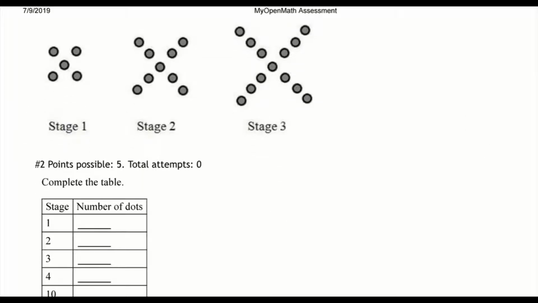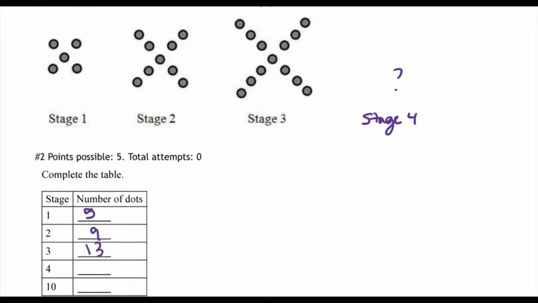So for question 2, we were looking at the dots and saying how many dots are at each stage. Stage 1 there's 5 dots, at stage 2 there's 4 more, so 9, stage 3 there's 4 more, so 13. And then at stage 4, we need to be able to predict how many dots there would be. So since we're going by 4s, there will be 17 dots.